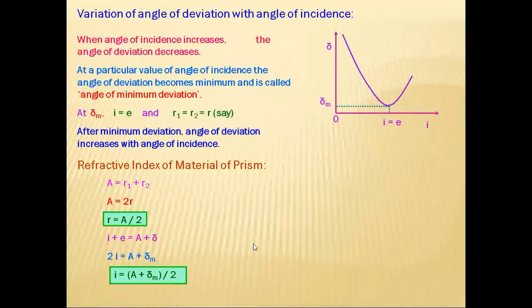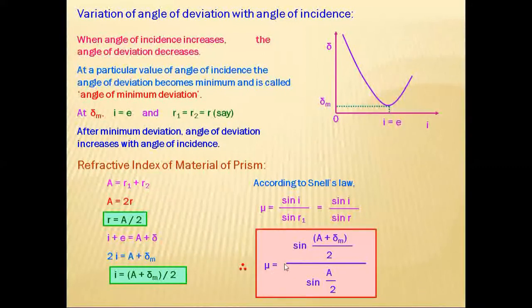And we know from Snell's law, mu is equal to sine of I by sine of R. Then we can write that mu is equal to sine of (A plus delta m) by 2, divided by sine of A by 2. This is the refractive index of the prism, and it is found only for the condition of minimum deviation.